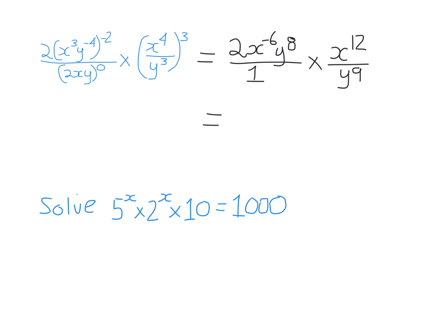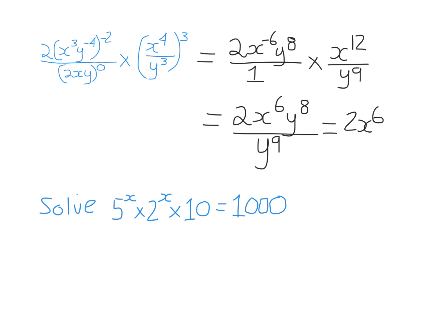So to multiply the tops here, there's nothing to multiply by 2, so I'll leave that alone. X to the negative 6 times x to the power of 12, we keep the same base and add the powers. There's nothing to multiply by y to the power of 8, so I'll leave it alone. On the bottom, 1 times y to the power of 9 is just y to the power of 9. So now I can simplify further because I have y's on the top and the bottom. So that will just give me 2x to the power of 6.